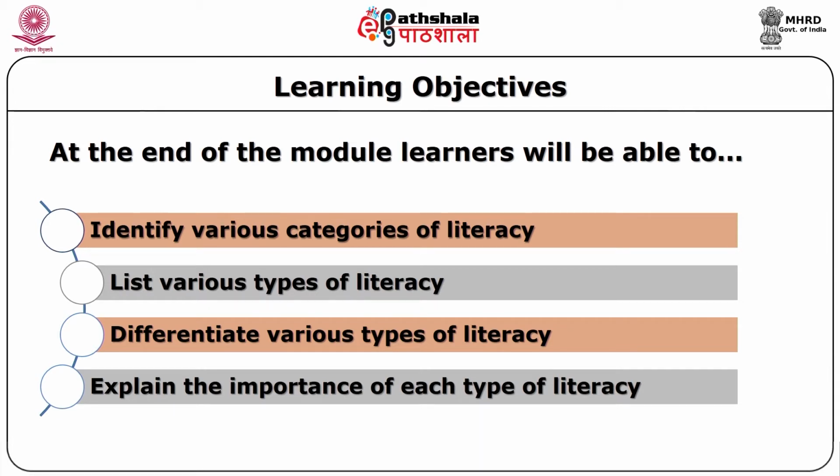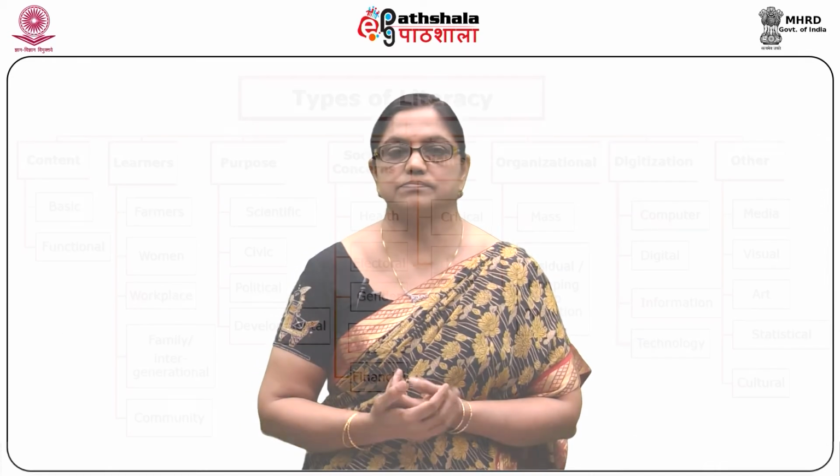The objectives of today's session are that after going through this module, you will be able to identify various categories of literacy, list various types of literacy, differentiate various types of literacy, and explain the importance of each type of literacy. So, we saw last time three categories of literacy, and we saw the types falling under all those three. Now, we'll further see what we are going to discuss in today's session through the chart.